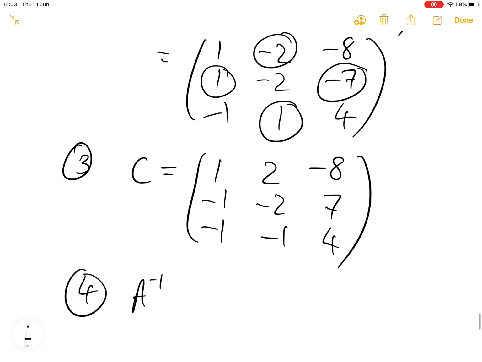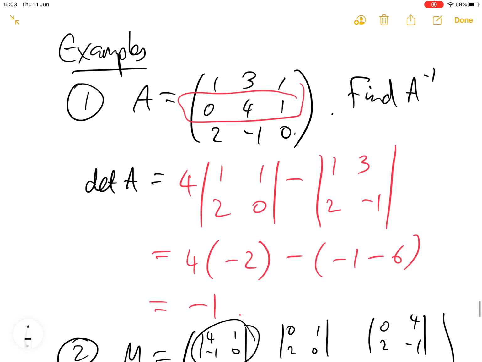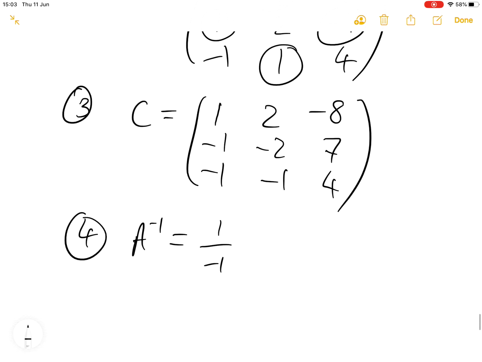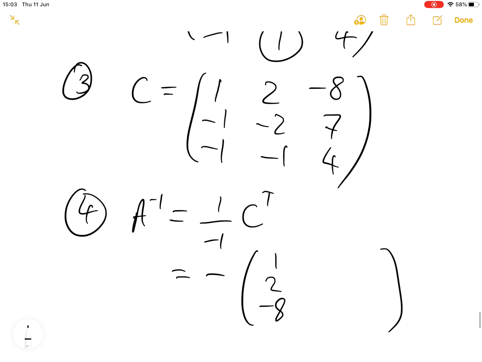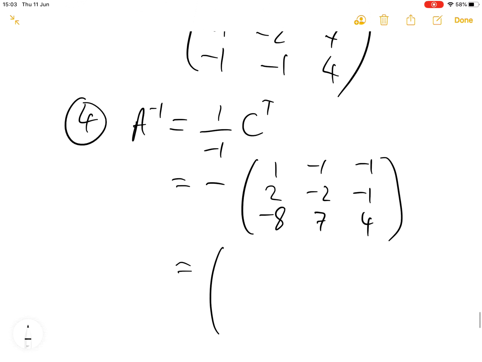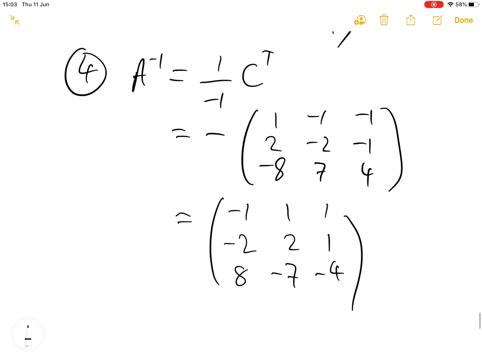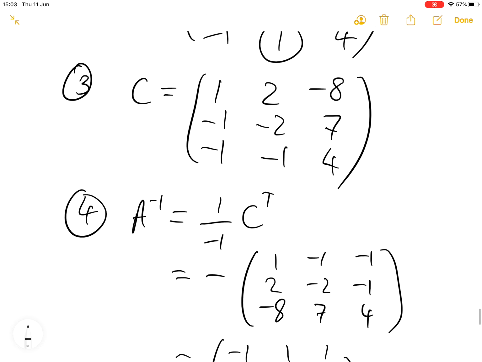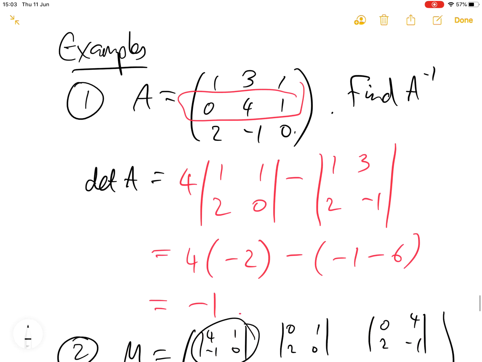So that's C. And then step 4, A inverse is 1 over the determinant, which we found was minus 1, times C transpose. So that's minus. And then C transpose, we swap the rows and columns. And then we negate all the entries because we have a minus at the front from the determinant being negative. So we get minus 1, 1, 1, minus 2, 2, 1, 8, minus 7, minus 4, and that is the correct answer. So your calculator can do that.